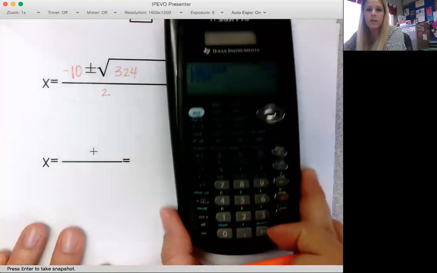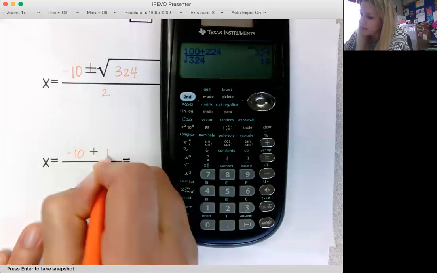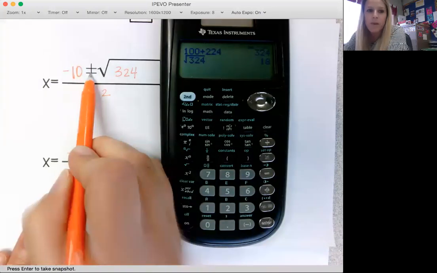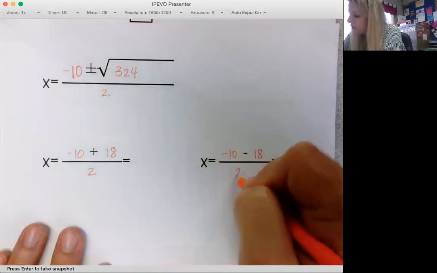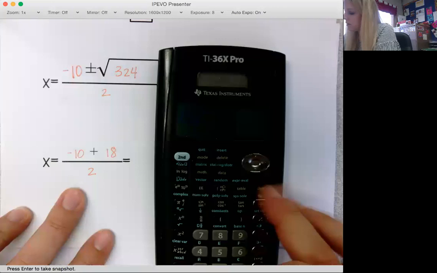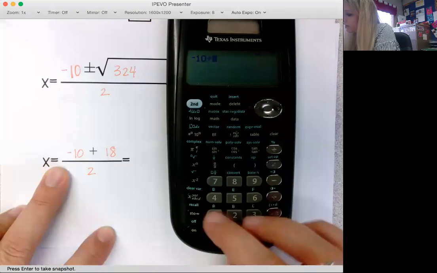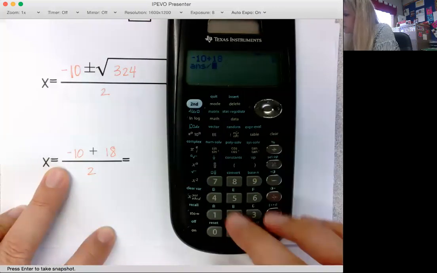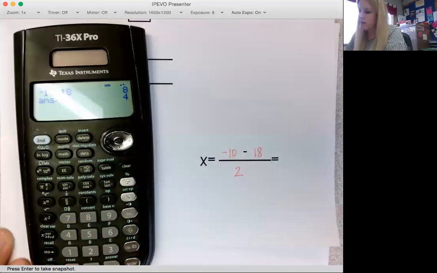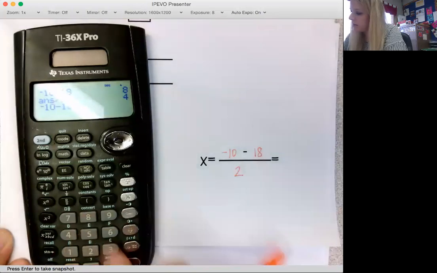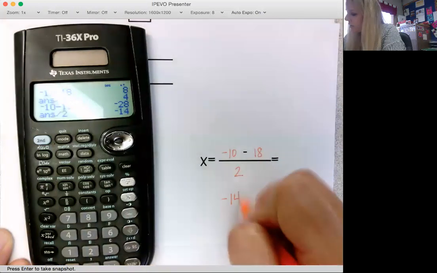So that means we're going to do negative 10 plus 18 divided by 2, but we also have to do a minus. So I'm going to do a negative 10 minus 18 over 2. So using my calculator again, I'm going to do negative 10 plus 18 equals, and then divide that by 2, and I get the answer of 4. Then if I do negative 10 minus 18, take that and divide it by 2, I'll get a negative 14.